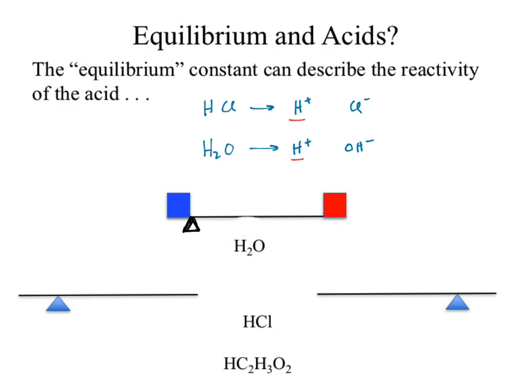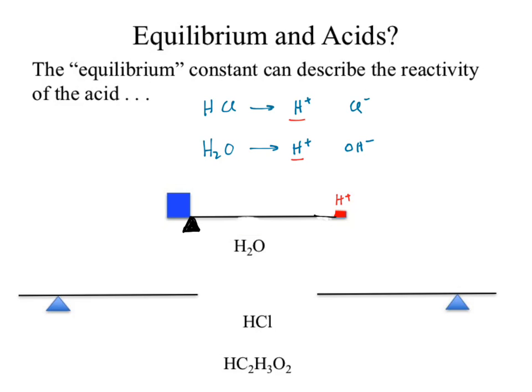If H2O's fulcrum is way on the left, what do I have to change about my image? Decrease. Decrease what? I need to decrease the red. What did the red represent? The product. Which product? H plus. How much H plus is produced when I look at water? Tiny, tiny amount.